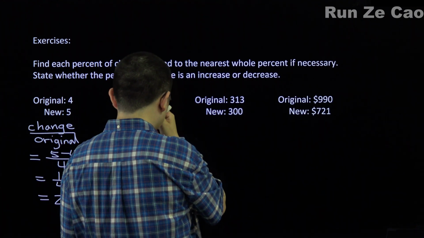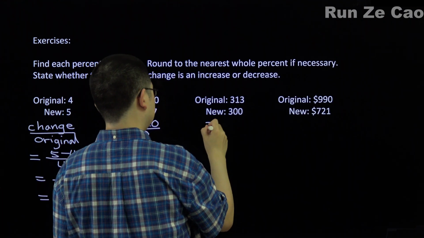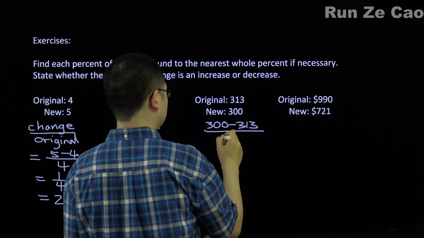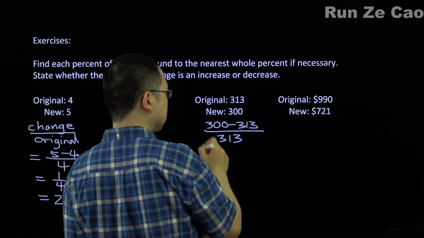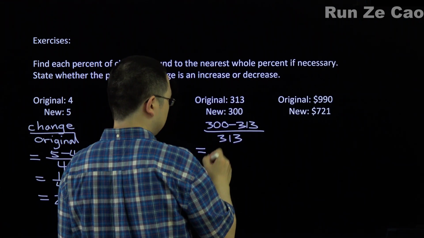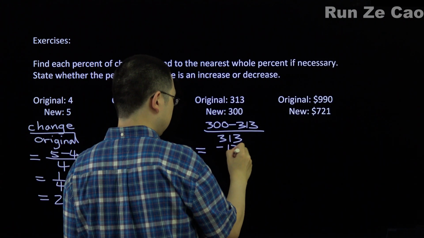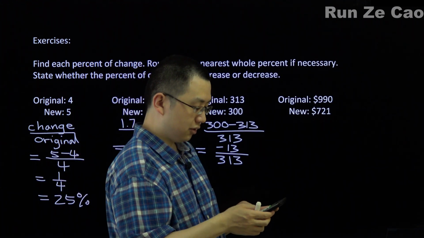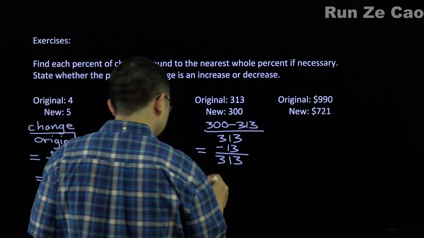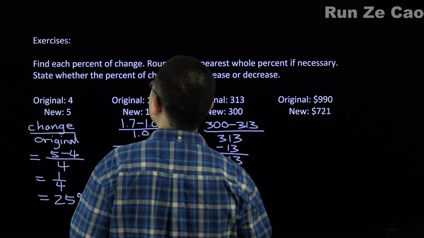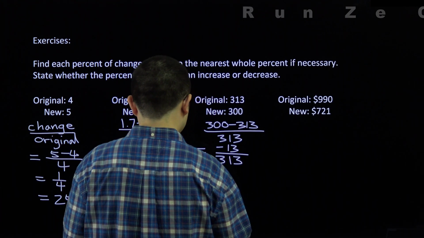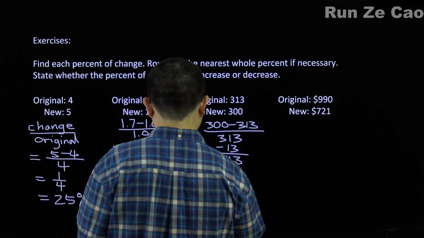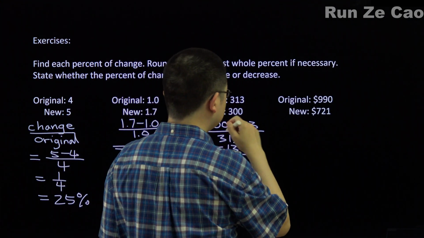Original 313, new 300. 300 minus 313 over 313. So the change divided by the original. The change is negative 13, and the original 313. So we use our calculators. Round to the nearest whole percent if necessary. Well, that puts us pretty firmly at approximately negative 4%.